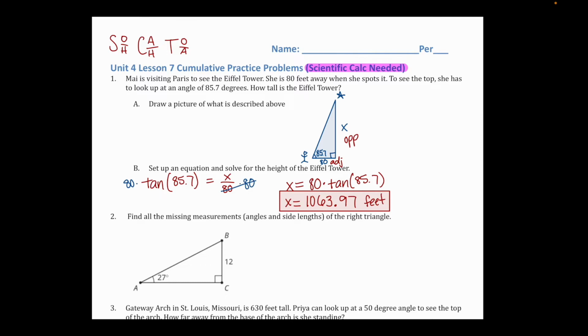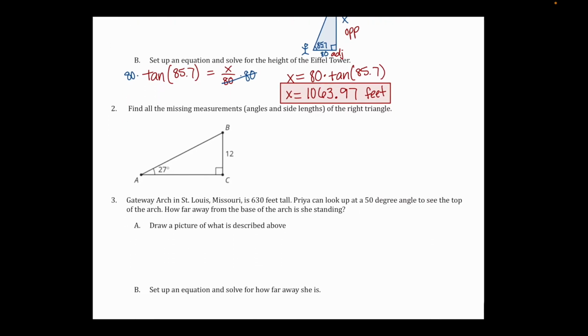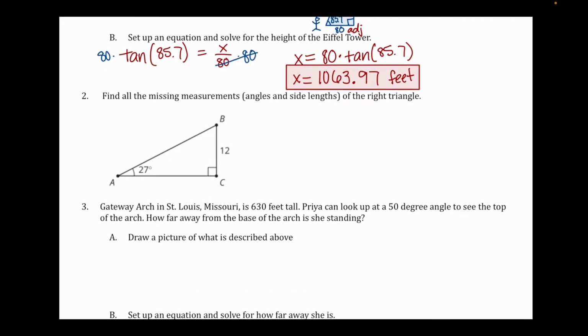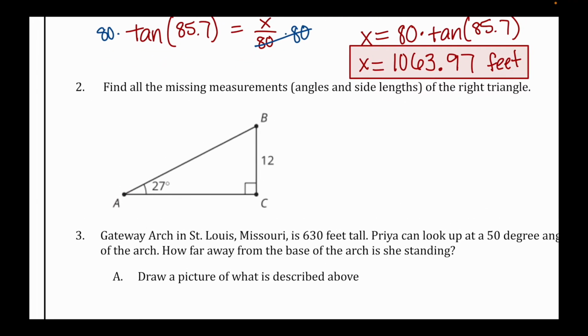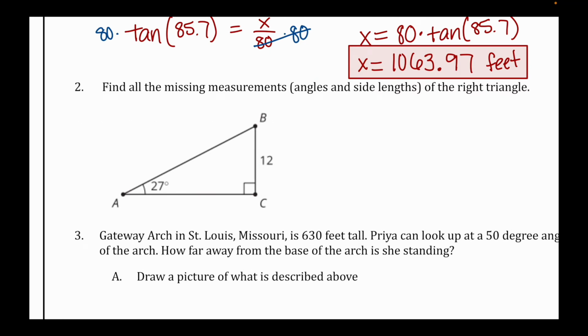And that's question 1. So let's look at question 2. This one wants us to find all missing measurements, meaning angles and side lengths, of this right triangle. So I'm going to do the one that's easiest here and just solve for the missing angle first, because we have 27 and we have 90. So I'm going to say that angle B is just 90 minus the 27.